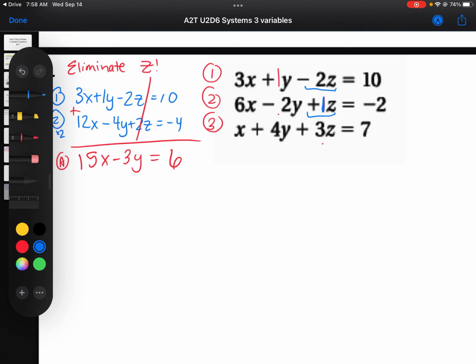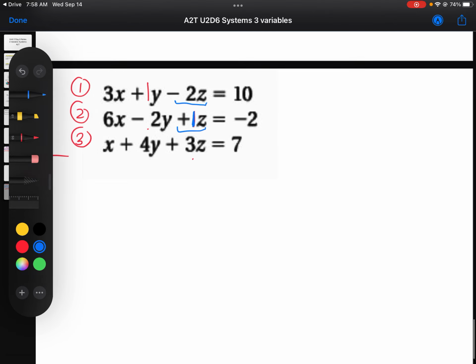So I just used 1 and 2. Now I'm going to use, let's say, 2 and 3. That way I don't have to multiply 2 equations. So equation 2 and 3.